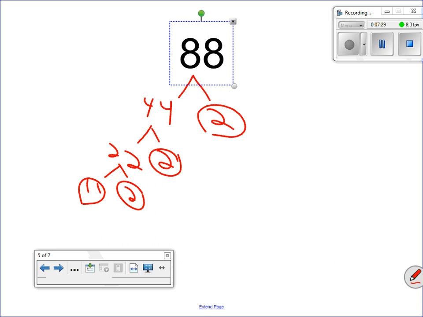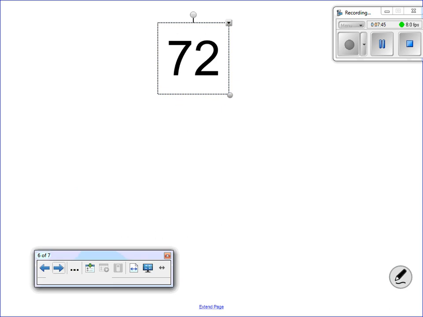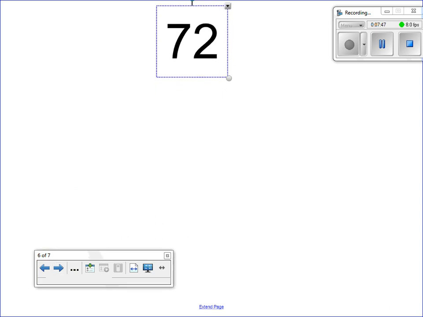This is how this answer is written, just so we're not confused tomorrow. Once again, it's 2 times 2 times 2 times 11. Or we can do 2 to the 3rd power times 11. Here's another one. 72.